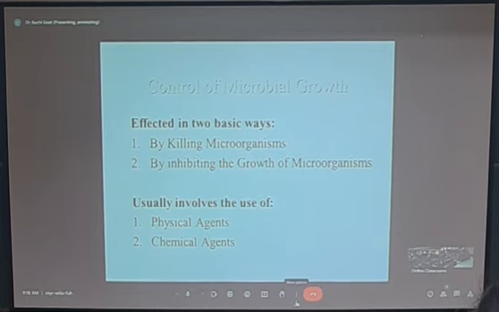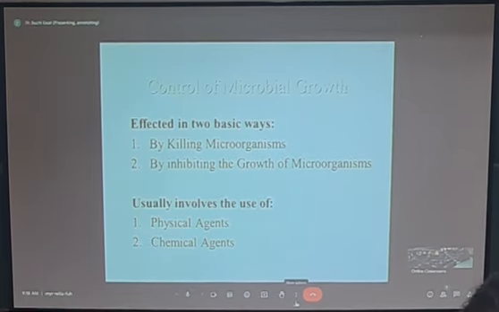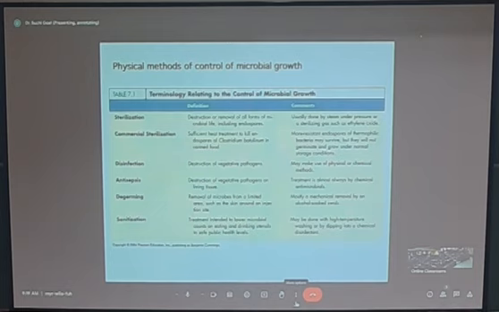Killing means cidal. It could be bactericidal, it could be microbicidal. Inhibiting the growth is static. It's a bacteriostatic reagent. It means it's inhibiting the growth of the microorganism. It involves both physical and chemical agents. I will just explain these terms to you. These are very important terms. Do not confuse them.